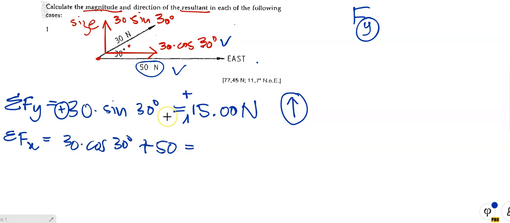It is equal to, I'm going to pick up my calculator and work it out. It's 30 cos 30 plus 50. It is 75.98. Okay. Stop the video, do the calculation, and check if you get the same answer.